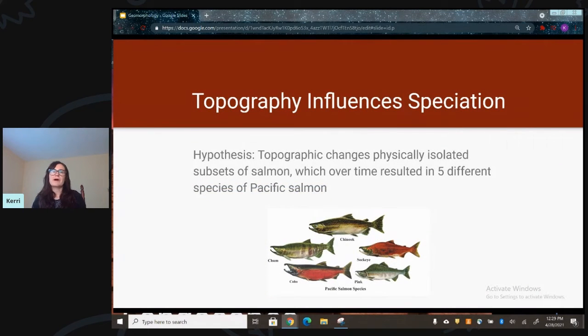So Montgomery hypothesized that these topographic changes physically isolated subsets of salmon, which over time resulted in 5 different species of Pacific salmon. To test this hypothesis, he compared the timing of salmon speciation in the West to geological activity.